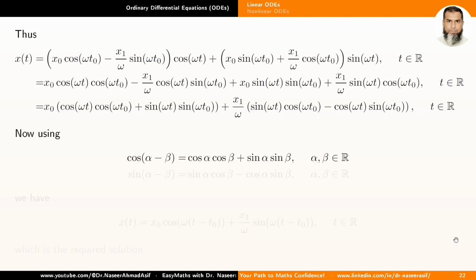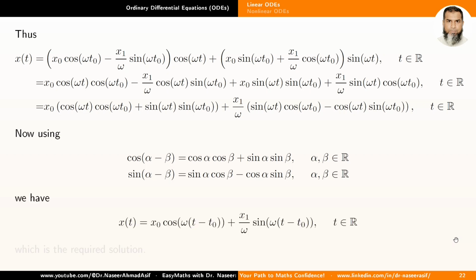Now, using trigonometric identities, cos(α − β) = cos α cos β + sin α sin β, where α and β belong to R, and sin(α − β) = sin α cos β − cos α sin β, where α and β belong to R, we have x(t) = x0 cos ω(t − t0) + (x1/ω) sin ω(t − t0), where t belongs to R, which is the required solution.